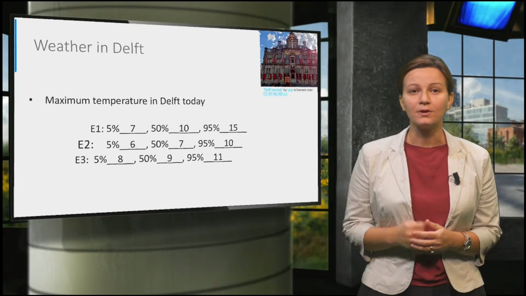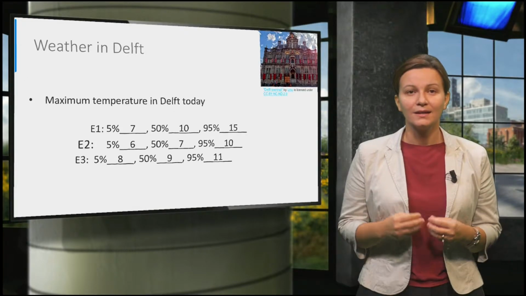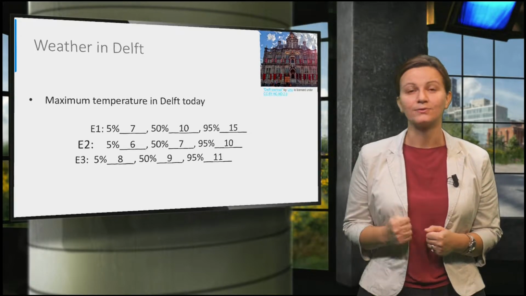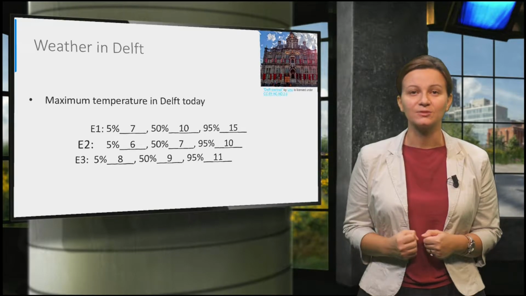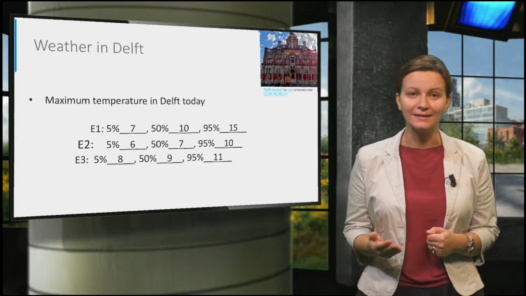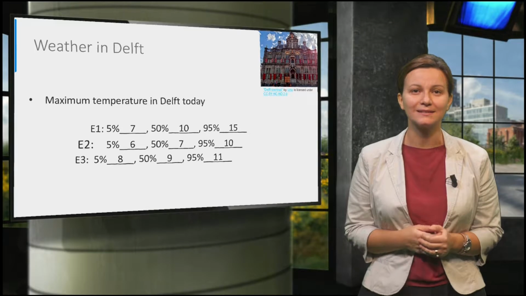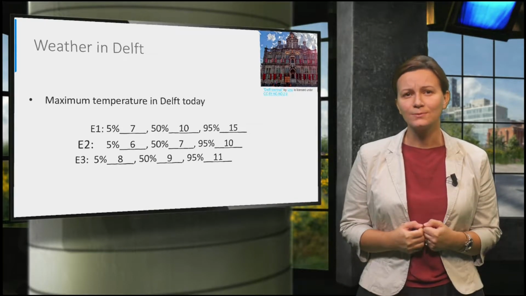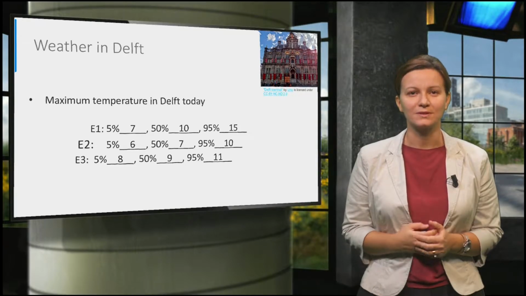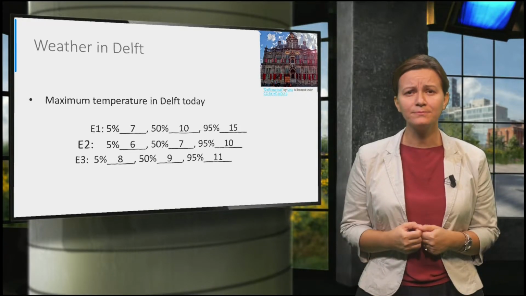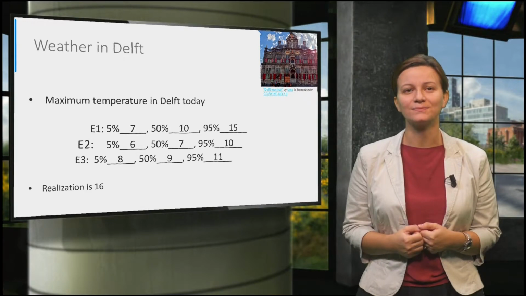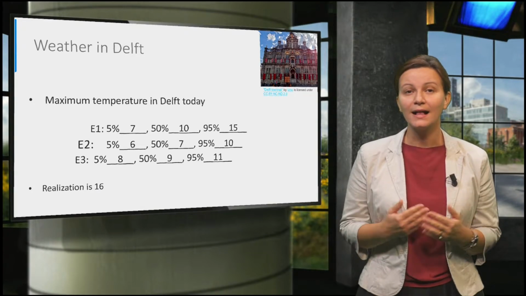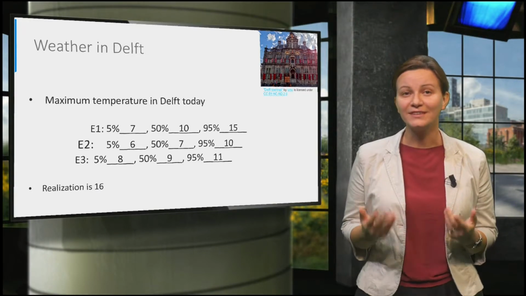Let's take an example of one calibration question. Suppose we have 3 experts' assessments for the maximum temperature in Delft today. You can see the experts' 5%, 50% and 95% quantiles on the slide. Now, suppose we wait until the evening and notice that today was an unusually warm day for this period of the year. And the maximum temperature was actually 16 degrees. So, we say that the realization, or the true value of this calibration variable, is 16.